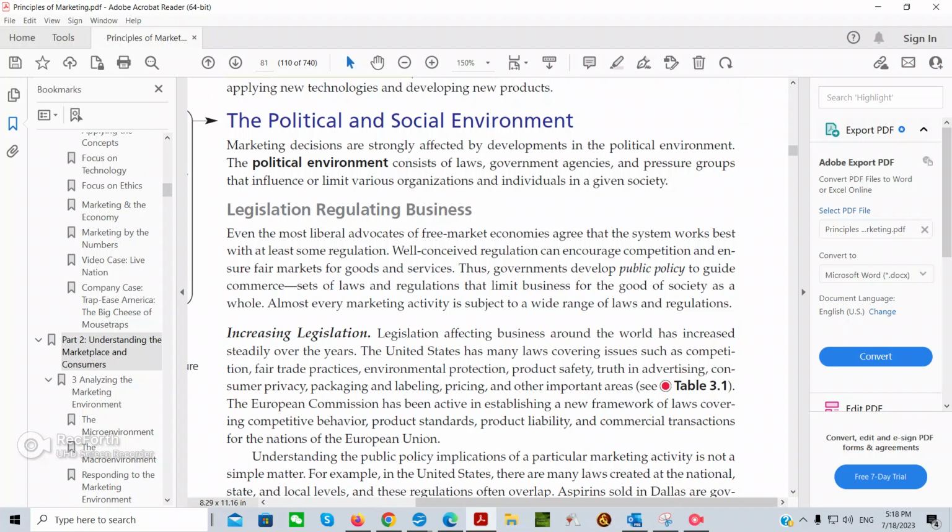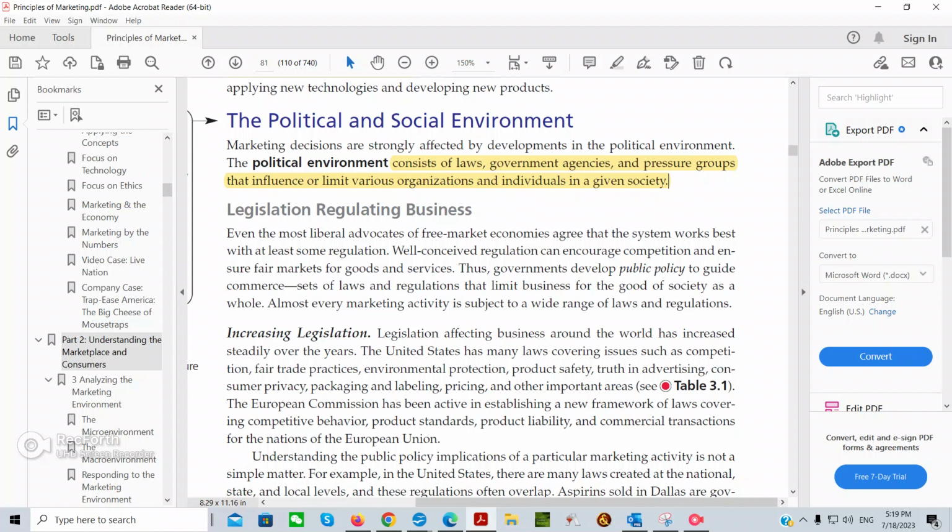Now let's talk about the political and social environment. Now these can be a barrier to entry, especially the political. Regulation definitely is a barrier to entry, but political can be a barrier to entry as well. Marketing decisions are strongly affected by developments in the political environment. The political environment consists of laws, government agencies, and pressure groups that influence and limit various organizations and individuals in a given society. This is by definition. Let's go into more detail about that.